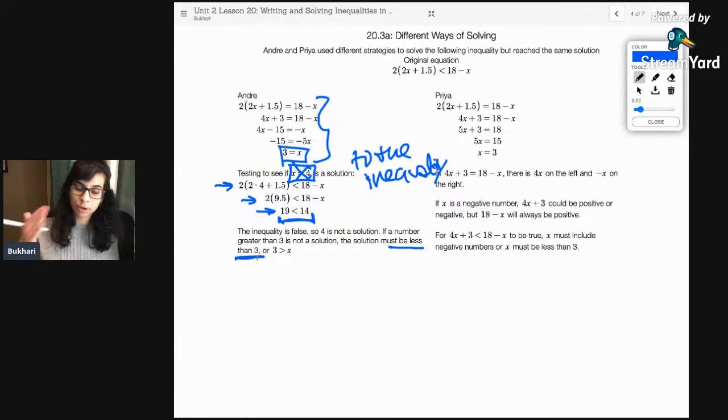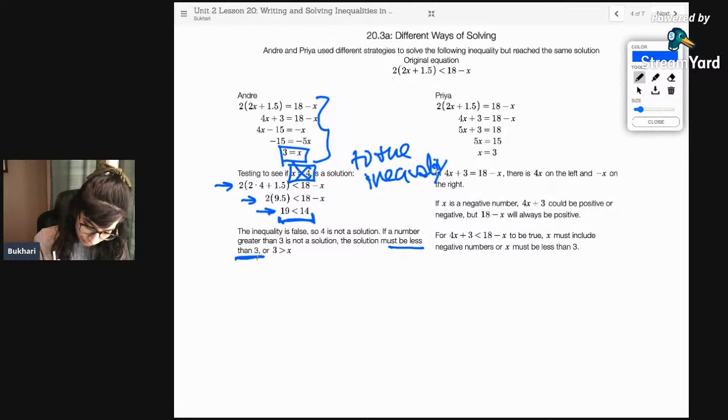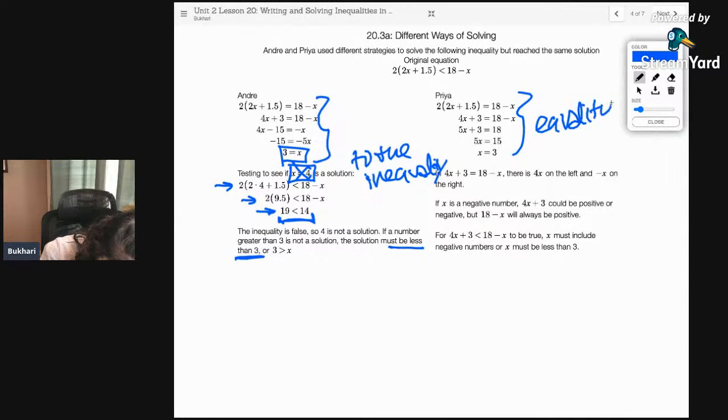So one way of going about solving inequalities, I showed you one method before with just keeping the inequality itself, but you could turn it into an equality and then test numbers to see if it is true or not. And so Priya did the same idea, but switched it up a bit. She also solved this as an equation.